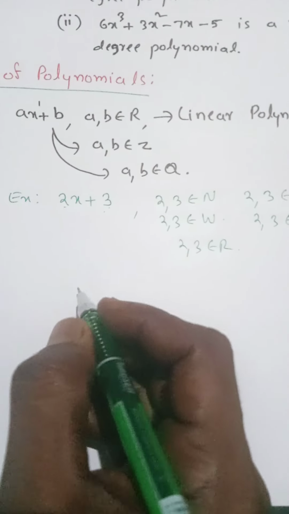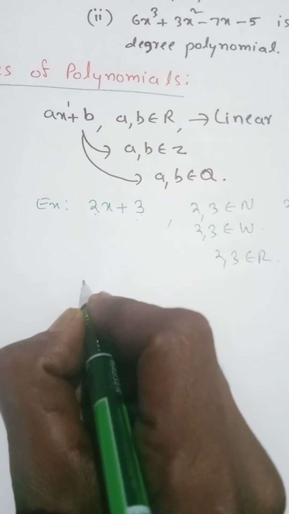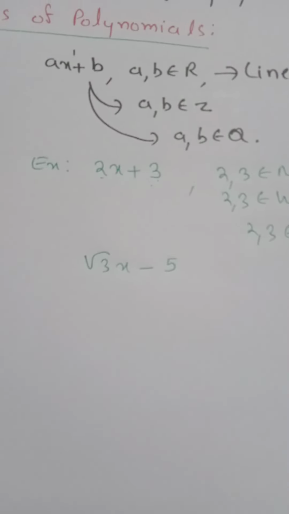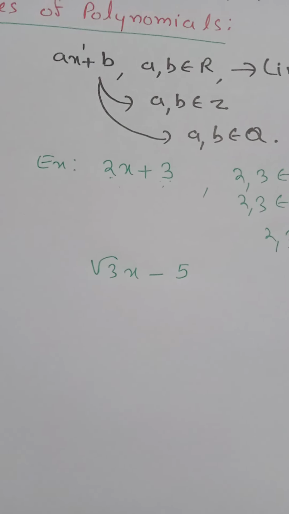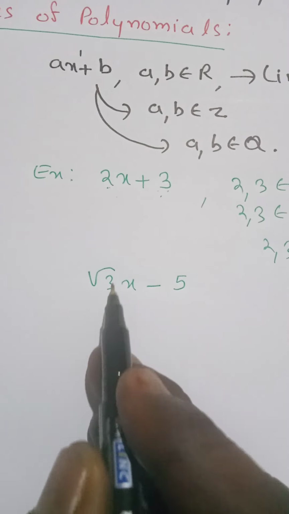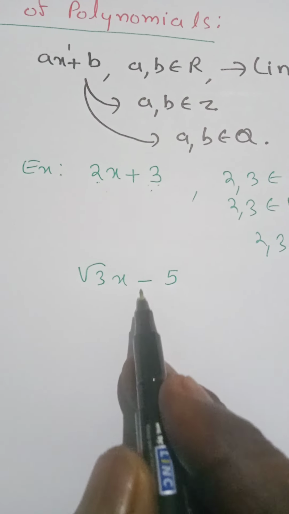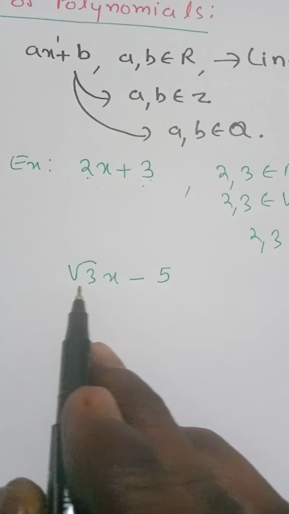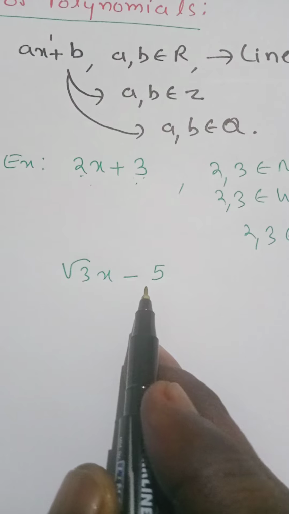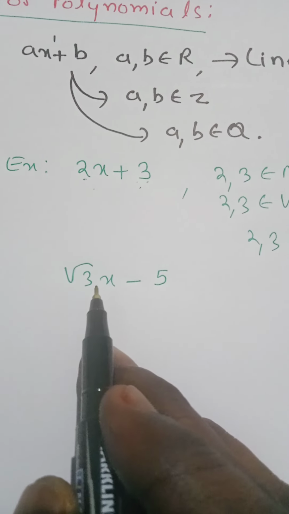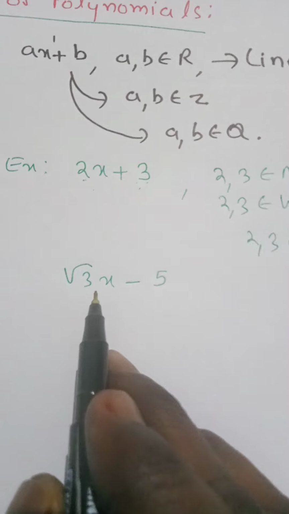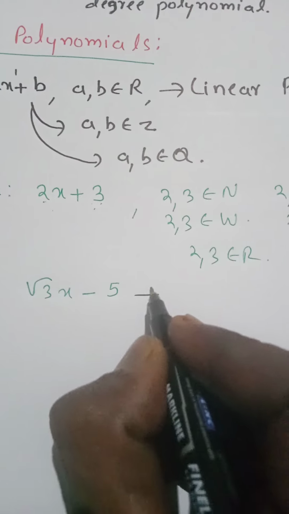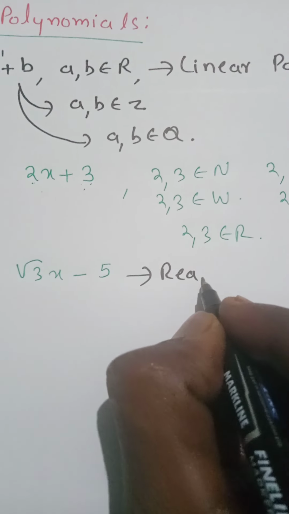I will take one more real linear polynomial example, that is root 3x minus 5. Once you check the terms of this polynomial very carefully, here root 3 is an irrational number, minus 5 is a rational number. Already we know that the union of the set of irrational numbers and the rational numbers we call the real numbers. So in this example we have taken only real numbers as coefficients of the various terms of this polynomial. That's why we call it a real linear polynomial.